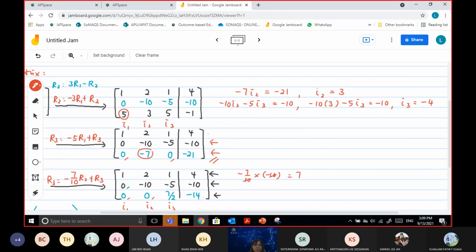Then come to the first row. The first row you have I1 plus 2 I2 plus I3 equals 4, right? Substitute, you need to solve I1, substitute I2 as 3, then I3 as negative 4, equals 4. So you get I1 equals 2, which is 2, 3, negative 4.